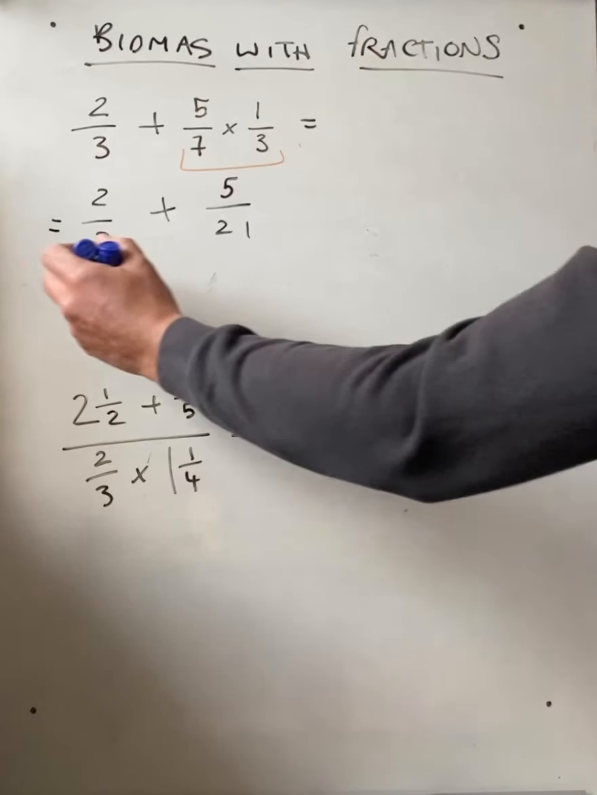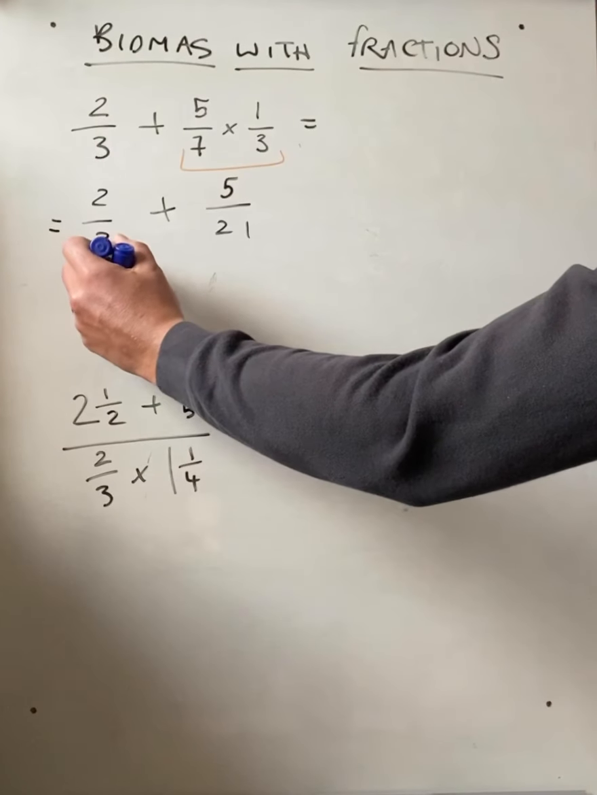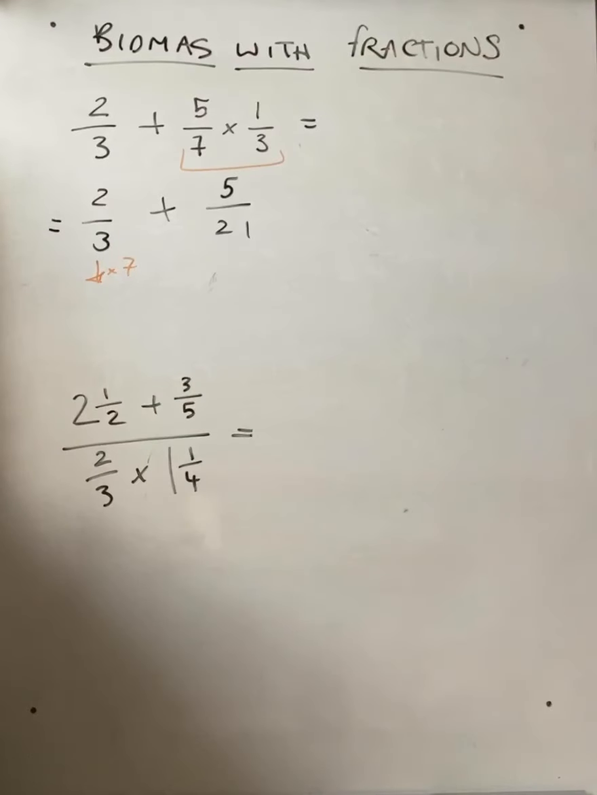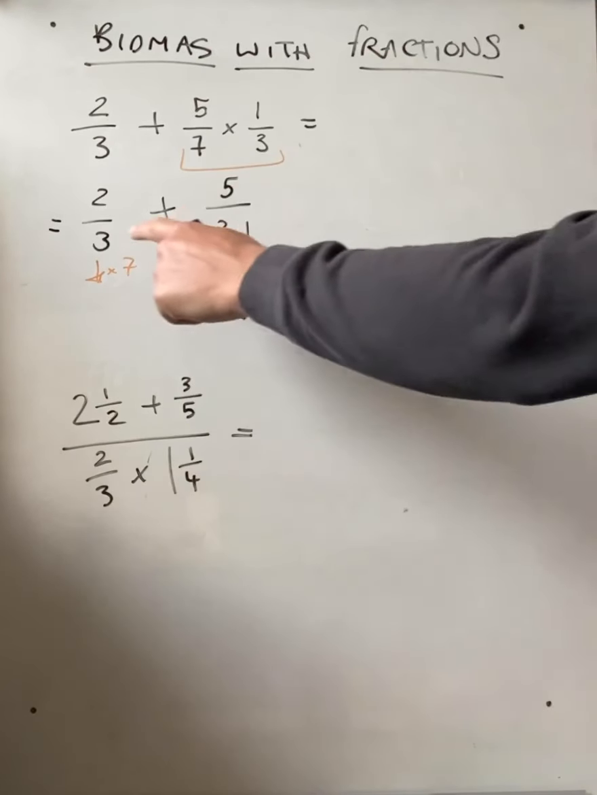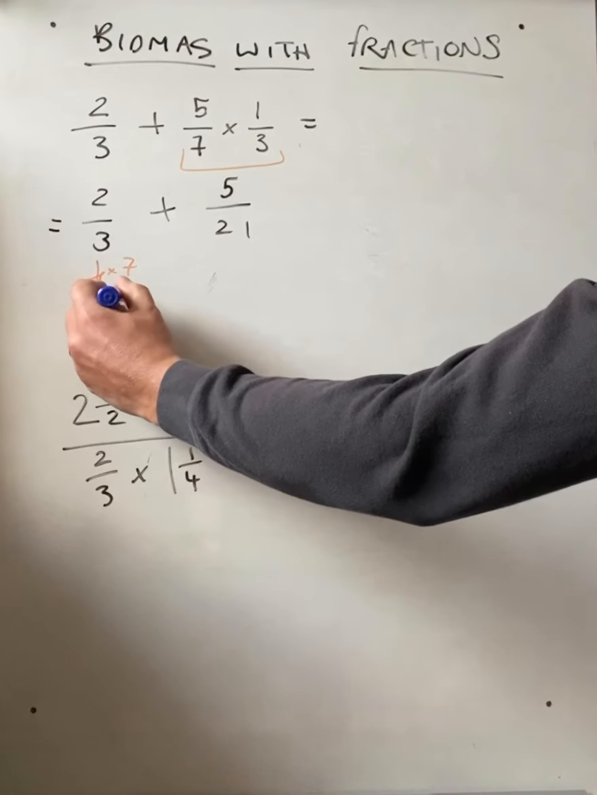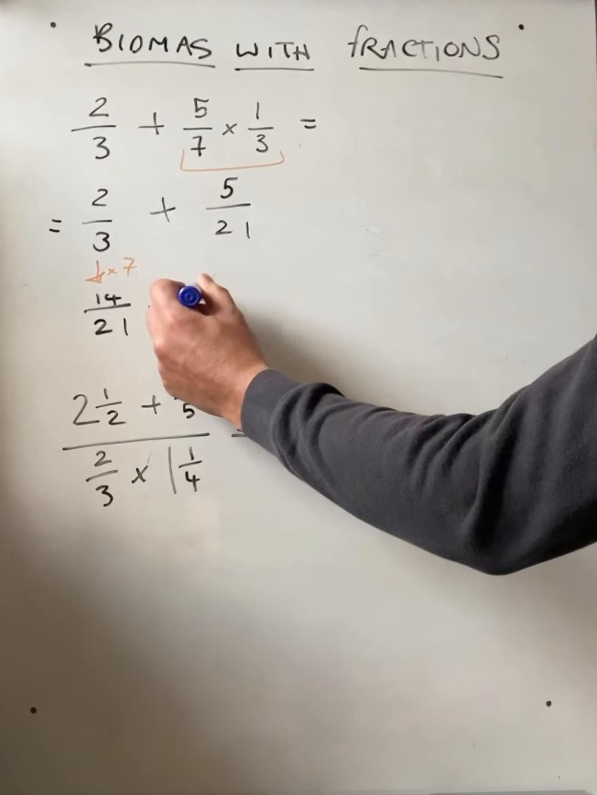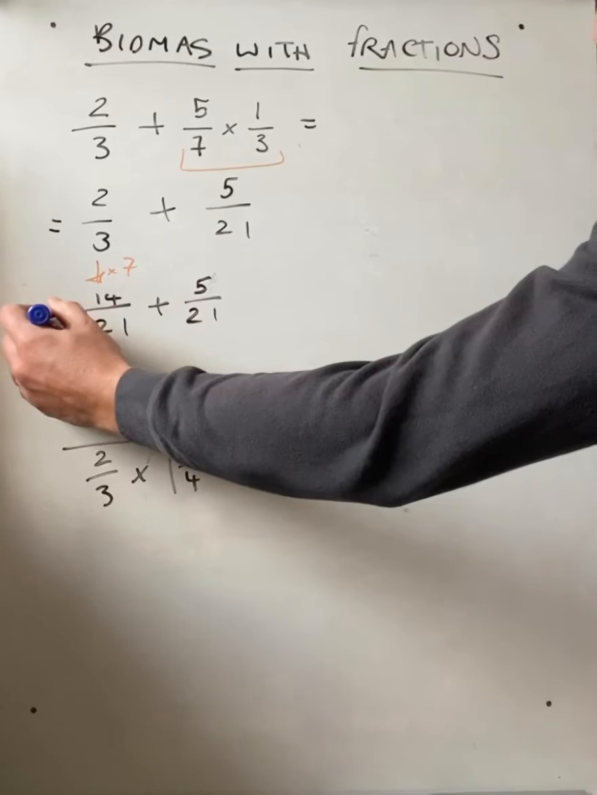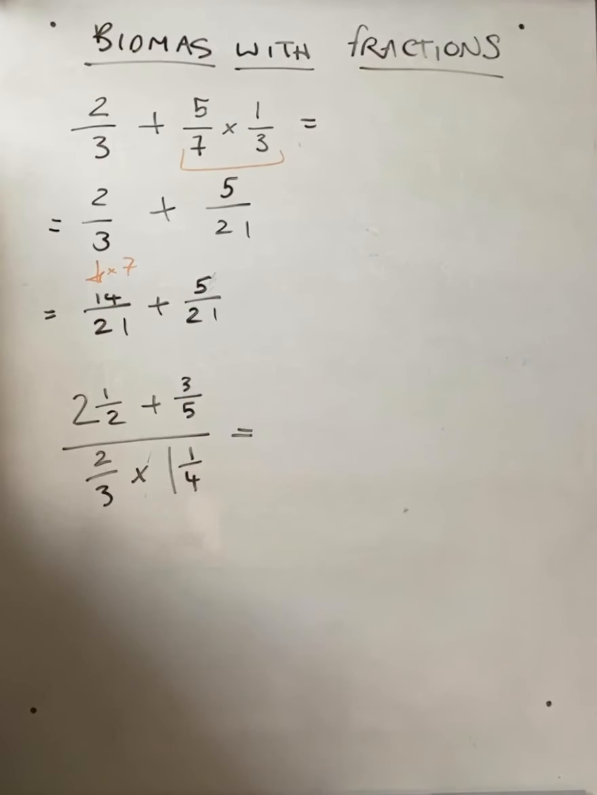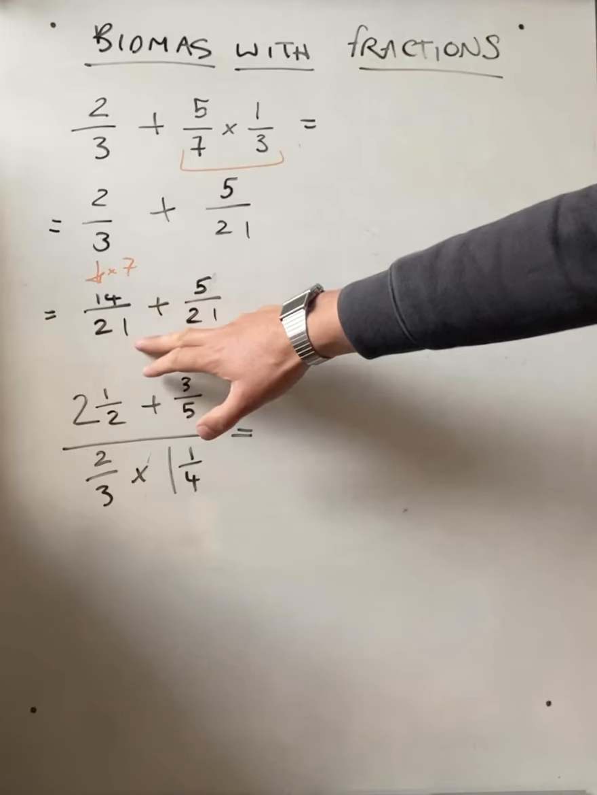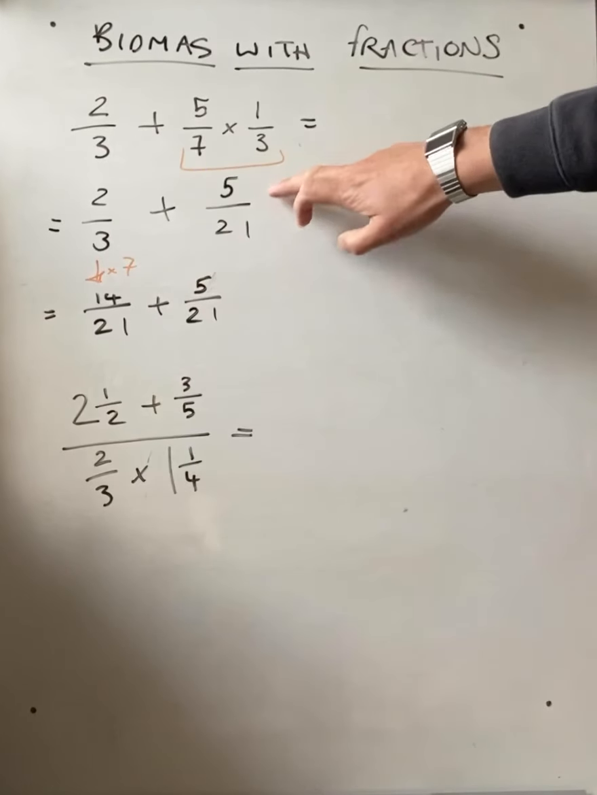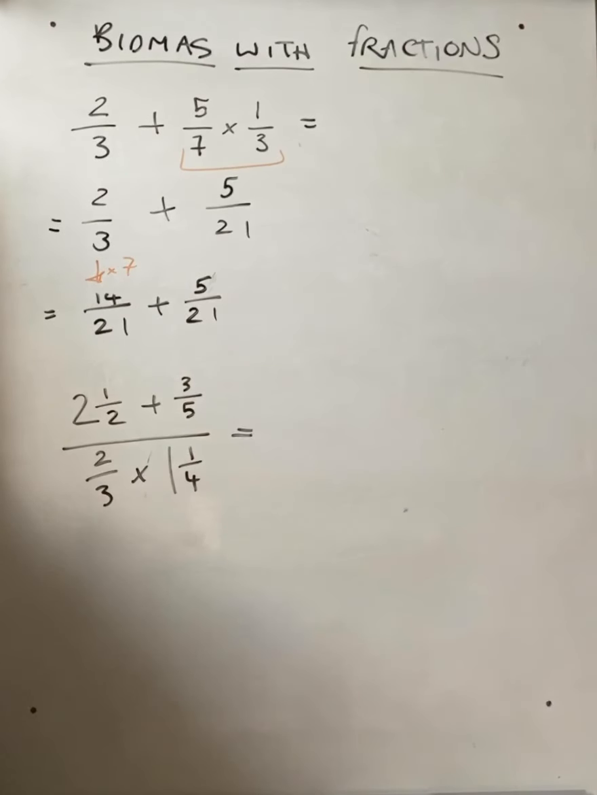Underneath this fraction, I'm going to times that one by 7 on the top and the bottom of the fraction. That's because if we times the numerator and the denominator by the same value, we get an equivalent fraction. So if you times the top by 7, you get 14, and if you times the bottom by 7, you get 21. Again, I've written a new line of working. There's my equivalent fraction for 2/3, and there's my 5/21 as a fraction.